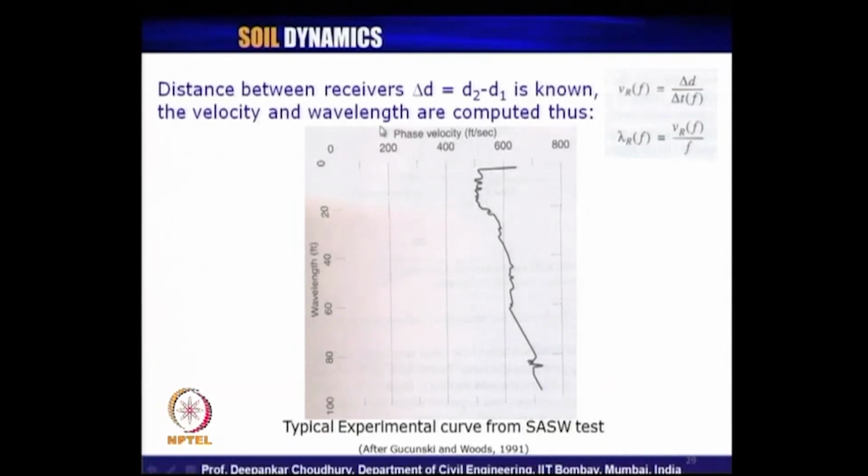Then the velocity and wavelength can be computed. This is the typical way the phase velocity and wavelength are plotted. After these researchers' typical experimental curve, you can plot it like this, which will give you the value of VR and lambda r. These are nothing but your Rayleigh wave velocity, from which you now have to use the relationship between Rayleigh wave and shear wave velocity, and you will get the expression for Vs.